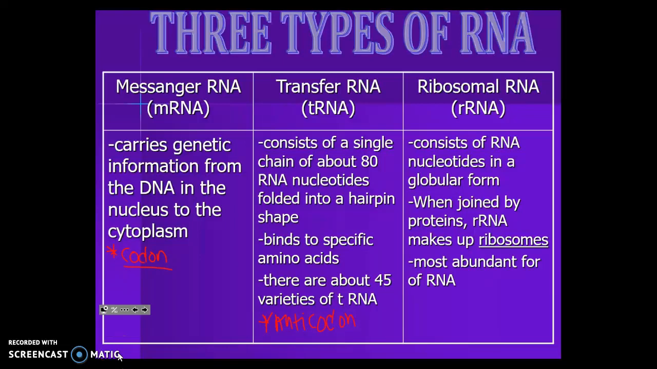So the ribosomal RNA is the third and last of the three RNAs we're going to discuss. Consisting of RNA nucleotides, it forms a globular shape. It's joined together with proteins to actually construct the ribosome.